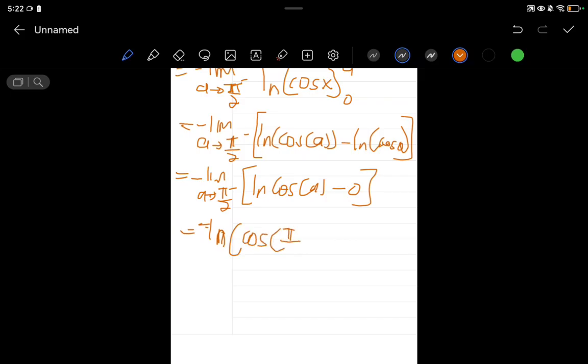What is cos pi over 2? Can anyone tell us? Pi over 2 is 90 degrees. No, cos of pi over 2. I don't want degrees here. We don't work with degrees here. Radians never give you a degree. If you compute your answer and you get degrees, it's wrong. It's a 0, right? Then ln of 0 would be what? Minus infinity. So does this mean that this one diverges?